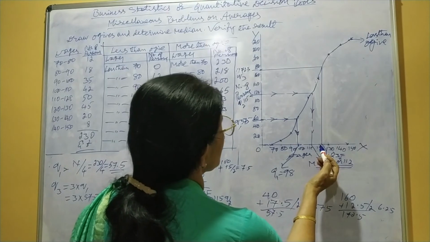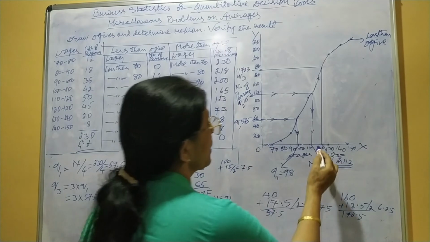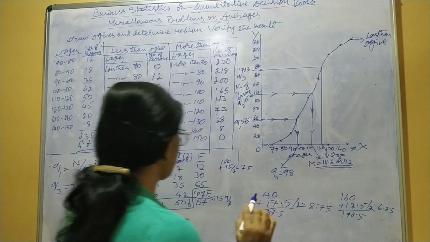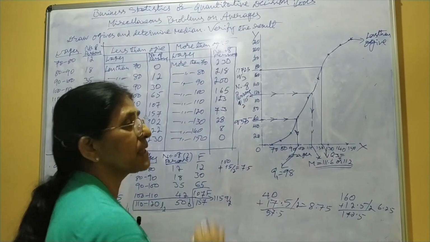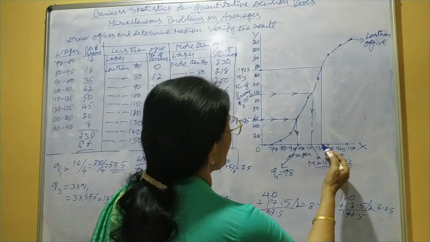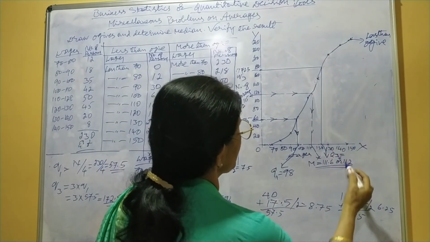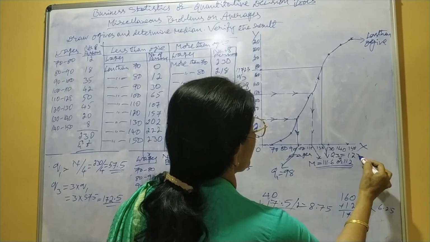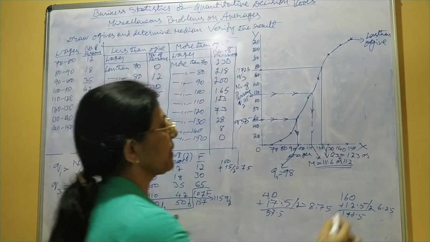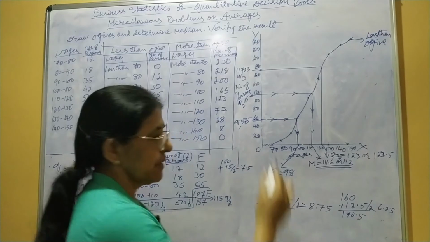Here Q3, it is near 120. On the graph you have to count millimeters. In case of the x-axis we have taken 1 centimeter equals 10, therefore each millimeter counts 1. If you take it approximately, it is 3 millimeters here, then Q3 may be 123, or you may get some fractional values. It may be 123.5 or like that.